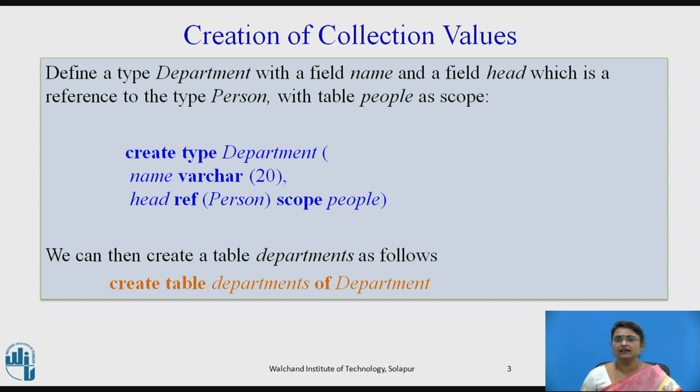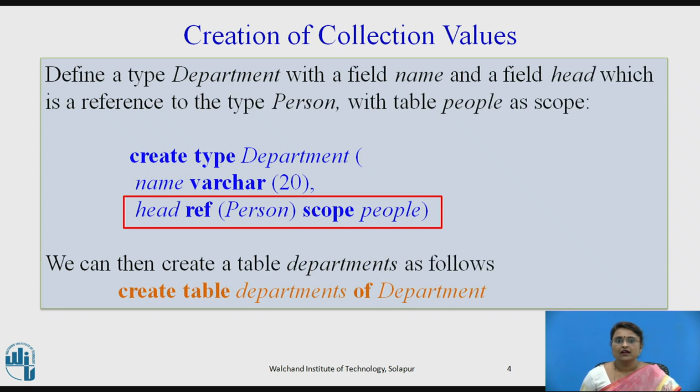So we can create the table as a departments table here. The type we have created is department and the table we have created is departments. So create table departments of type department. Automatically the table is created with name and head here. How are we defining this? We are defining this by this particular line. You can see here head, reference with the person, and the scope is people.